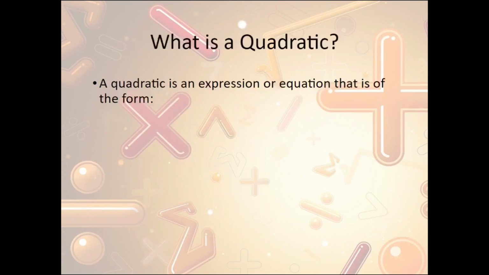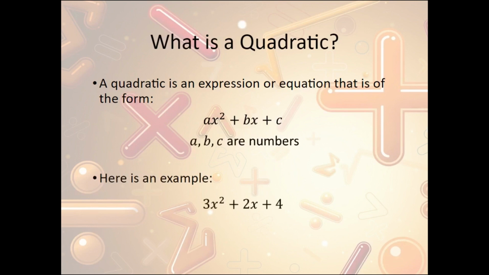Now, what is a quadratic? A quadratic is an expression or equation that is of this form: ax squared plus bx plus c. So notice the squared term is here, that we have an x squared, and we have some other x and then some constant. A, b, and c are all numbers, so those are not actually variables. So an example would be 3x squared plus 2x plus 4. That would be an example of a quadratic.